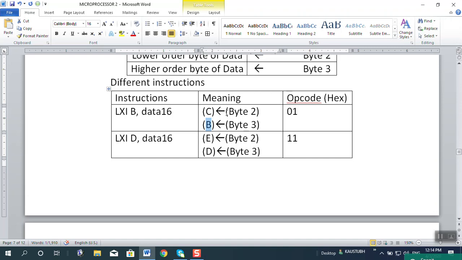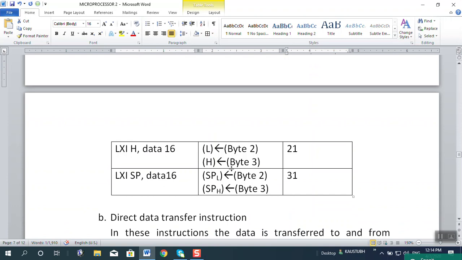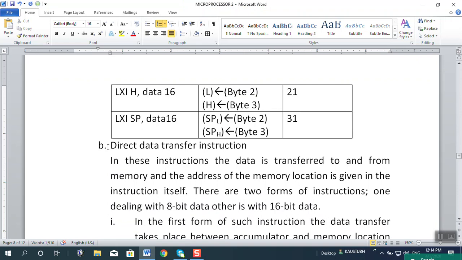So the content of byte 2 of the instruction is copied to C, and the content of byte 3 of the instruction is copied to register B. Now since it is BC, here it will be 0 0. So together it becomes the 01 opcode. Similarly LXI D, LXI H, LXI SP. So this is your immediate data transfer instruction. These two only: MVI R, data and LXI RP, data 16. In the case of MVI R, data, there are 7 instructions.